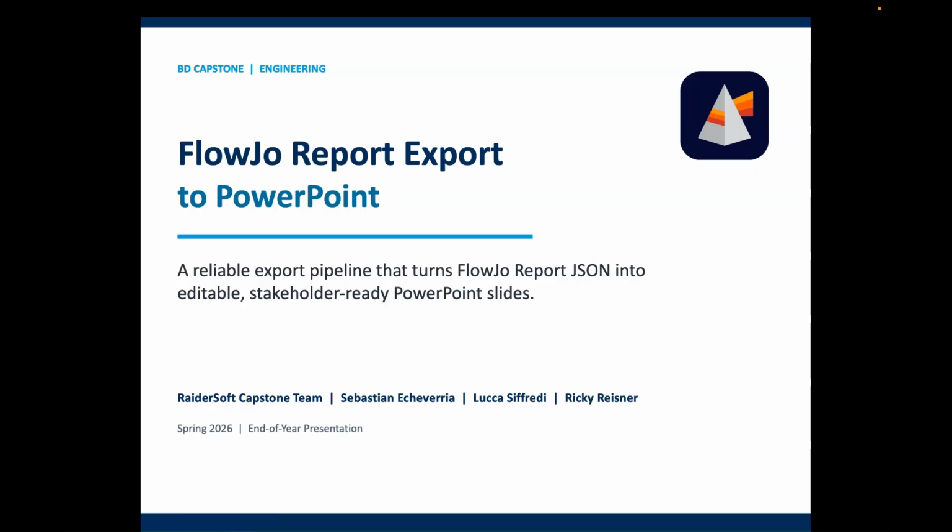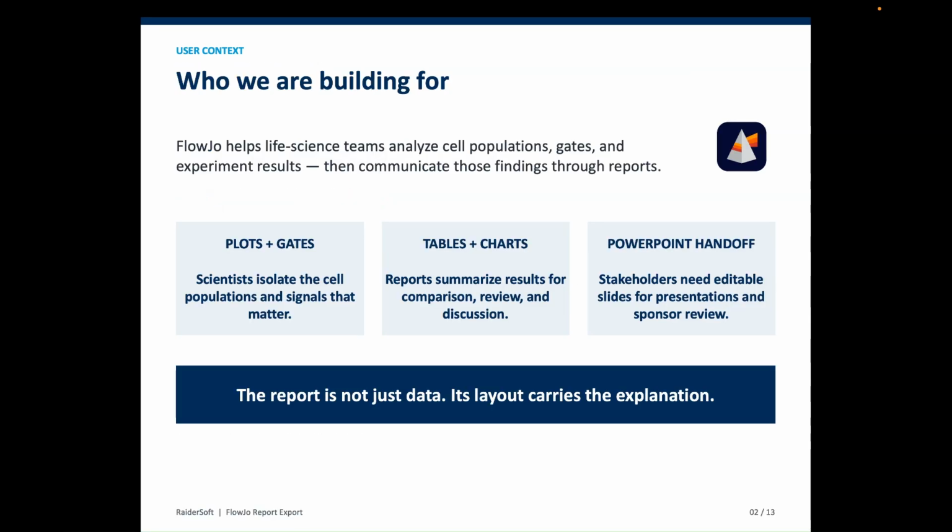This matters because FlowJo reports are not just simple documents. They contain scientific layouts. When those reports are exported incorrectly, the meaning of the report can be lost. So our goal was not just to make a PowerPoint, our goal was to preserve the structure and layout of the report well enough that someone could open the PowerPoint, trust what they were seeing, and still edit it if needed. Before discussing the solution, it's important to understand the users we're building for.